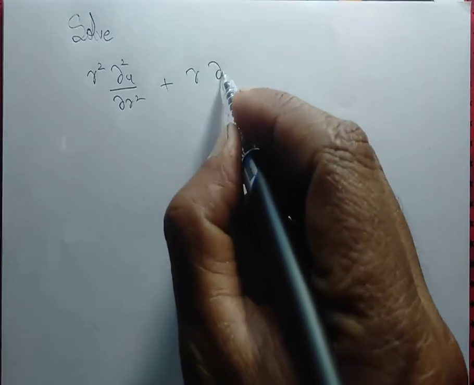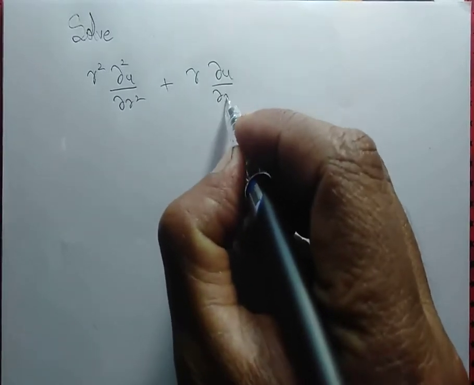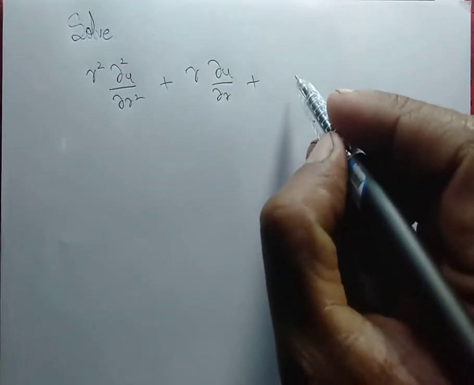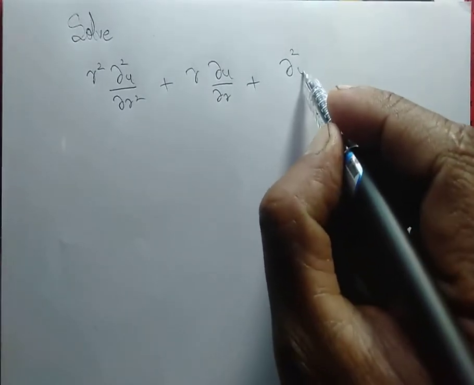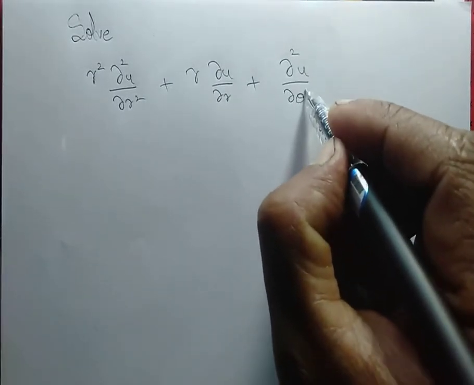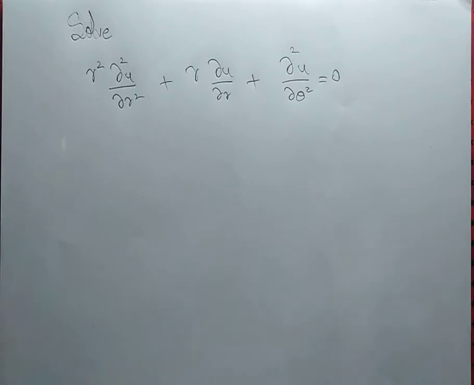r del u del r plus del 2u del theta square equal to 0. Okay, that is nothing but your Laplace equation in polar form. We want to solve it.